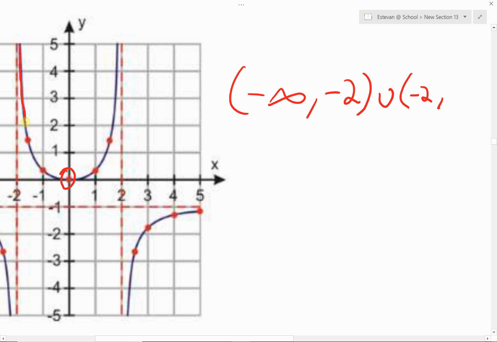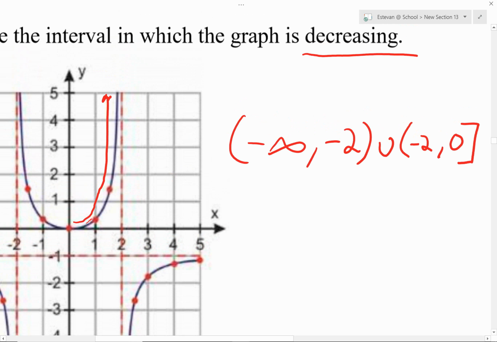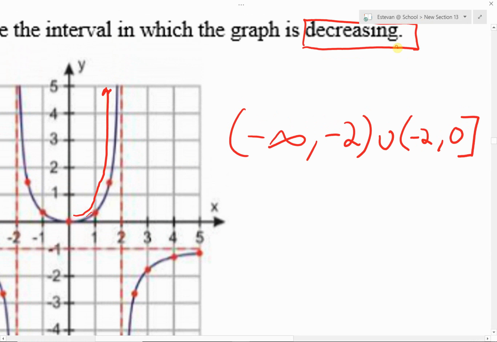What is the x value at that point? Well, this one's more obvious. It's at the center, so it's 0. Then we'll do a bracket. Why we're doing a bracket is because we could physically touch that point. This point does exist on the graph. Parentheses means we don't ever touch that point, hence the asymptotes. So afterwards, it starts to increase. Therefore, we do not write the interval because we only want the decreasing interval.